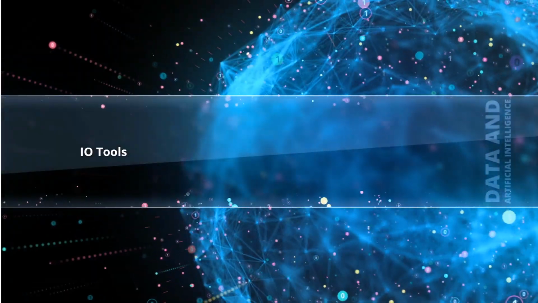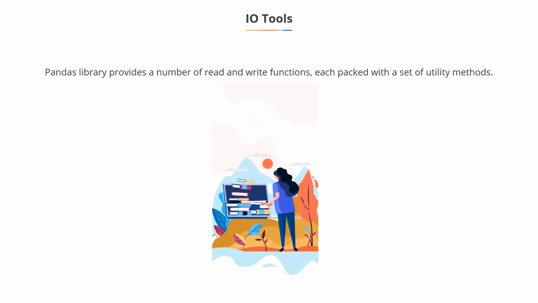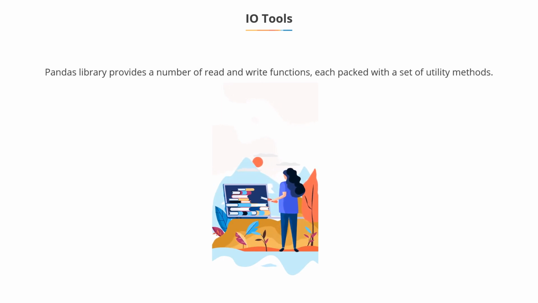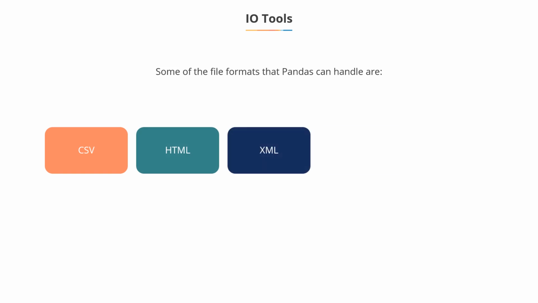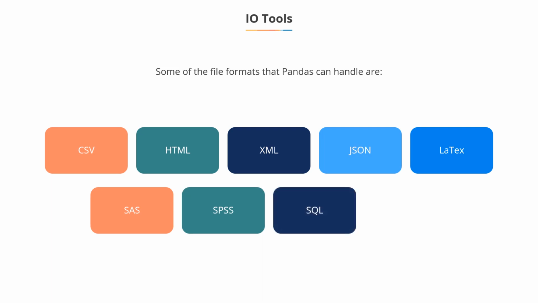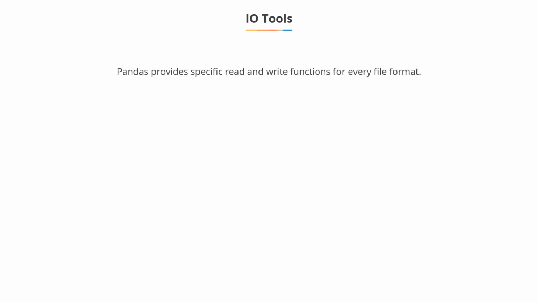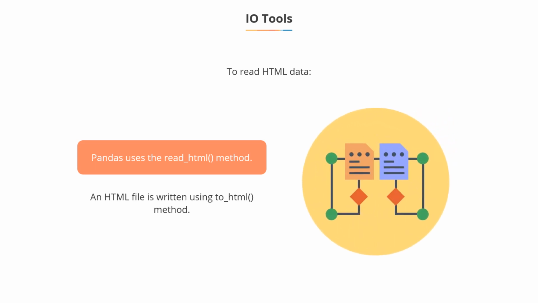I/O tools. The Pandas library provides a number of read and write functions, each packed with a set of utility methods to tackle different file formats. Some of the file formats that Pandas can handle are CSV, HTML, XML, JSON, LaTeX, SAS, SPSS, SQL, HDF5. Pandas provides specific read and write functions for every file format. For example, to read HTML data, Pandas uses the read_html method, whereas an HTML file is written using the to_html method.